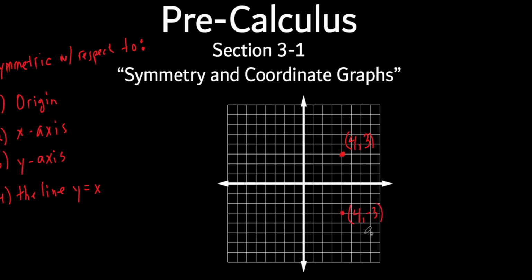Do you understand what I'm doing? I'm using the x-axis, with respect to the x-axis. This is the one that I'm doing right now. We'll get to the origin in a minute. Let's do the x and y first, then we'll do the origin. With respect to the x-axis, the x stays the same. What changed? The y. It changed from a positive to a negative. I could have started with 4, negative 3 and asked what is the point that is symmetric with respect to the x-axis? You would keep the x the same and change the sign of the y. Does that make sense?